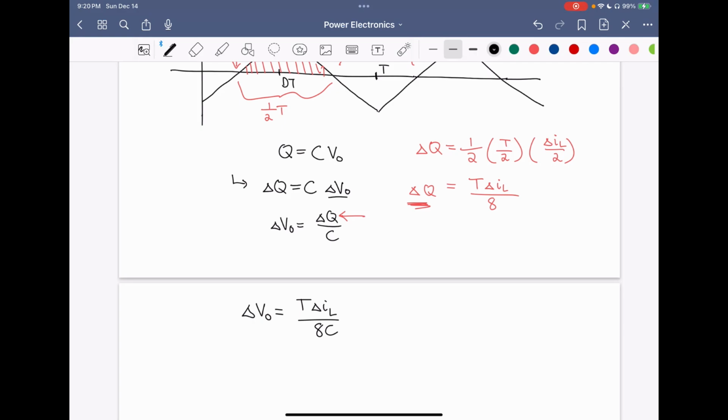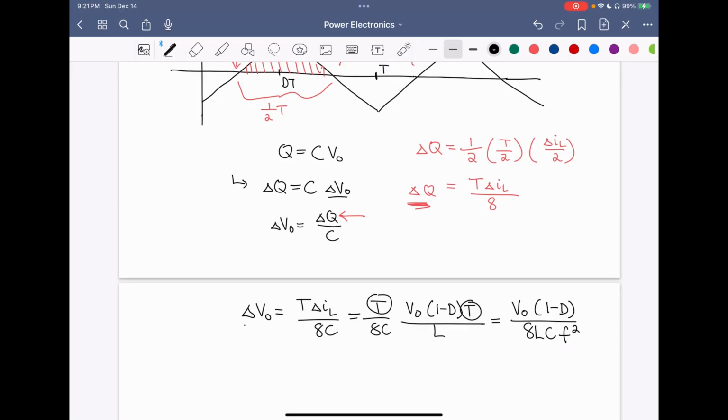So with this expression, we can further substitute in the value for delta IL, which we had found before was equal to VO times 1 minus D T over L. So the two T's we can also express as 1 over F squared. So then we get VO times 1 minus D over 8 LC times the switching frequency squared.